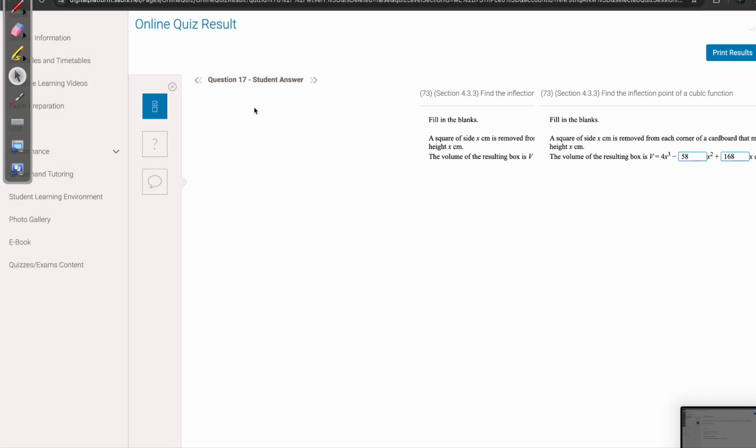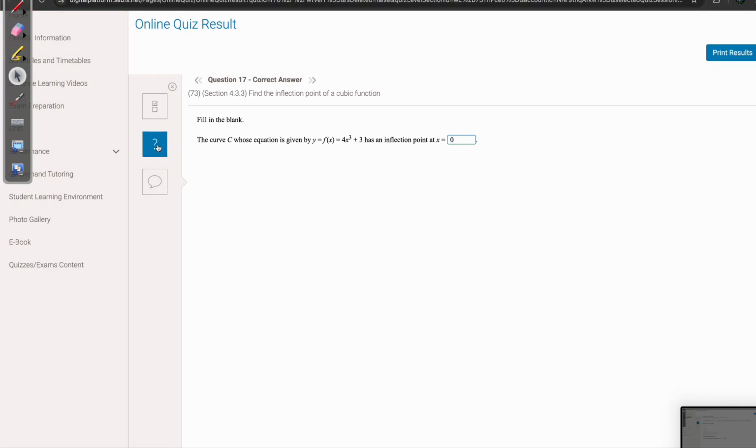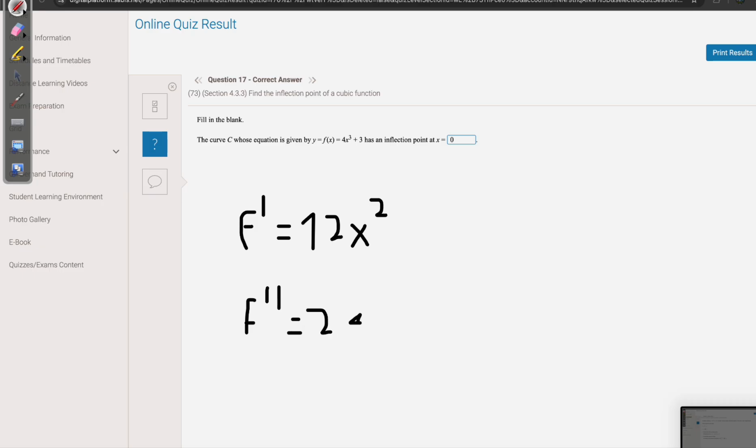Now for number 17, the curve whose equation, okay, look, as we discussed before, the inflection point is what makes the double derivative 0. So first let's derive once. F prime is equal to 12x squared. Then F double prime 24x, that's it. Then make 24x equal to 0. You'll get x is 0, which is the inflection point.